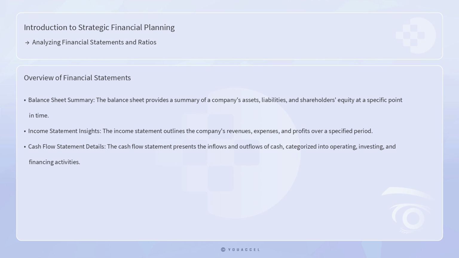The income statement, or profit and loss statement, outlines the company's revenues, expenses, and profits over a specified period. It highlights the company's ability to generate profit from its operations. The cash flow statement, on the other hand, presents the inflows and outflows of cash, categorized into operating, investing, and financing activities. This statement is crucial for understanding the company's liquidity and how it generates and uses cash.